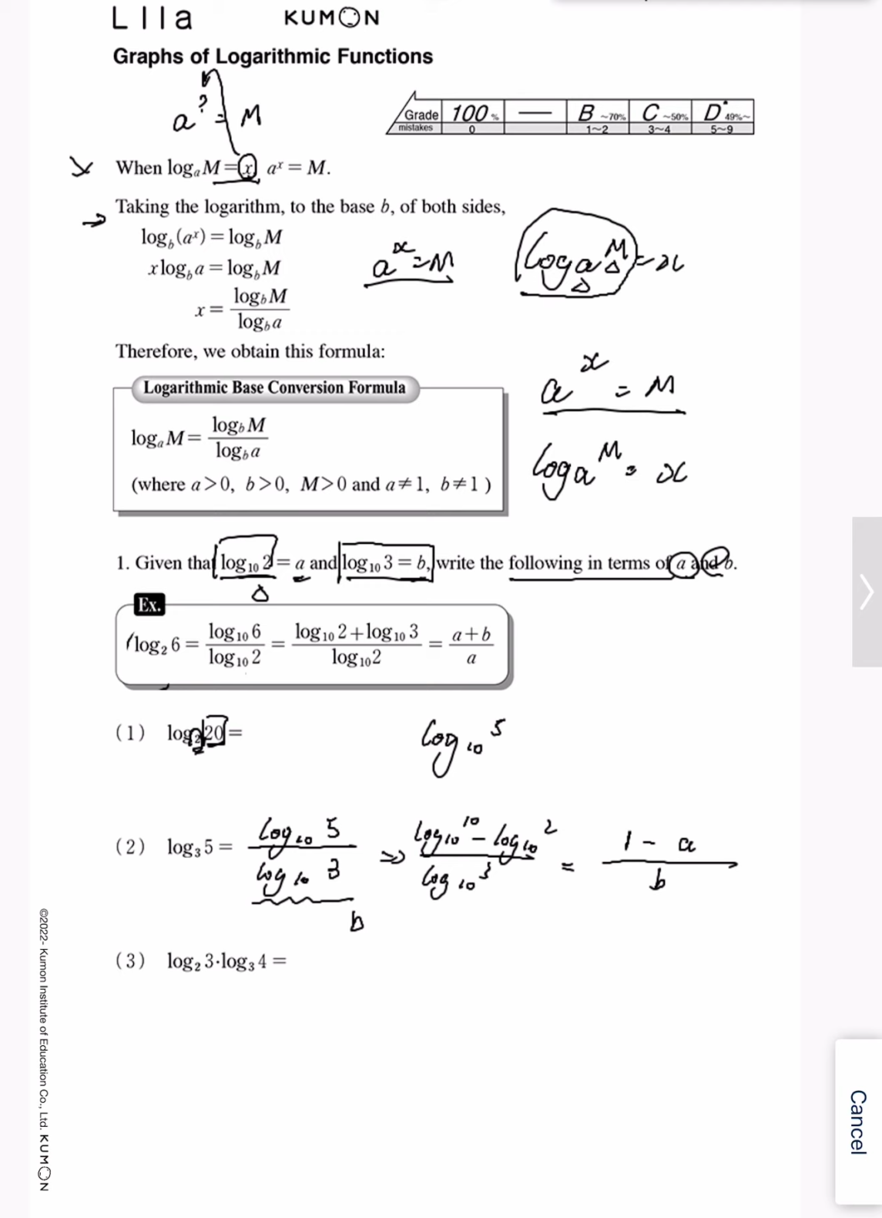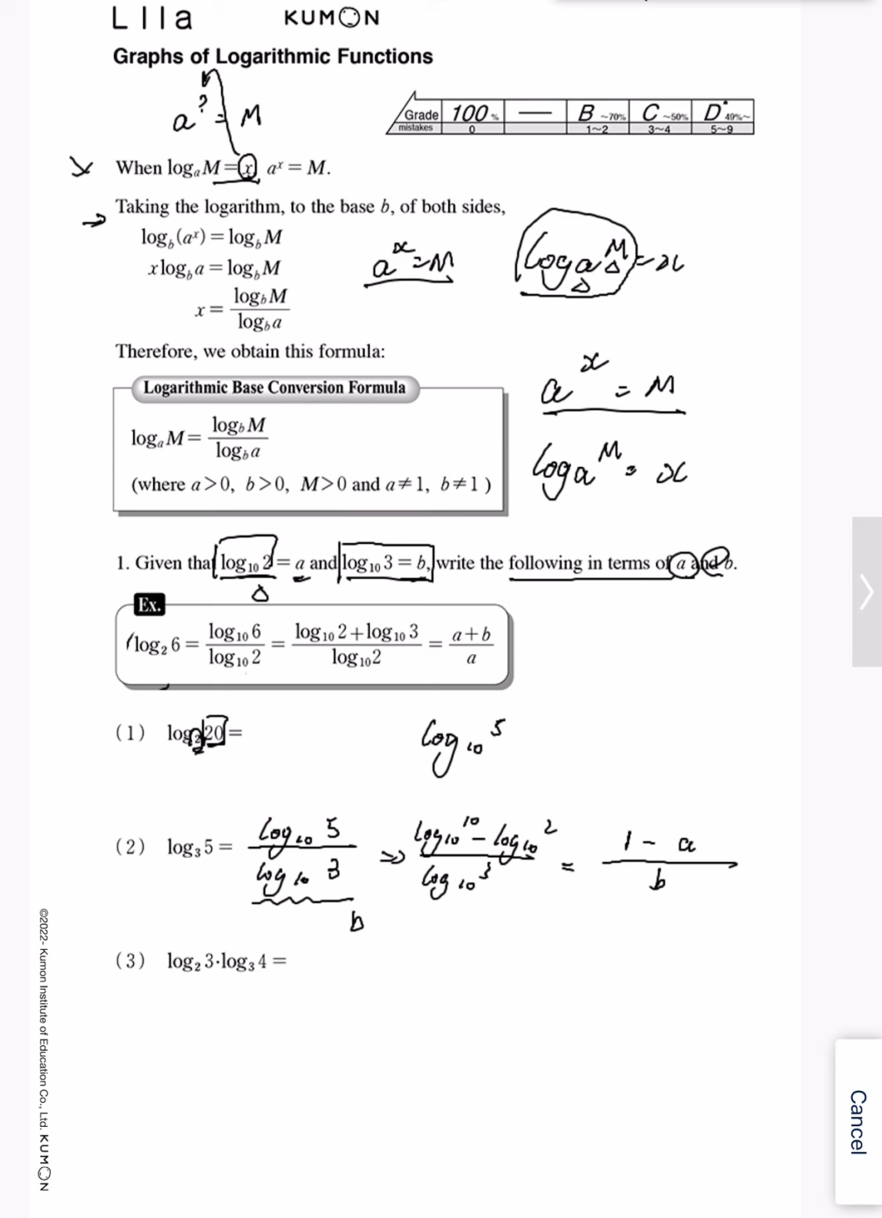So for number 3, let's pause a little bit and see what we can do to change things around to make sure that we have the log base 10 of 2 and log base 10 of 3. So I'll pause the video and then resume.